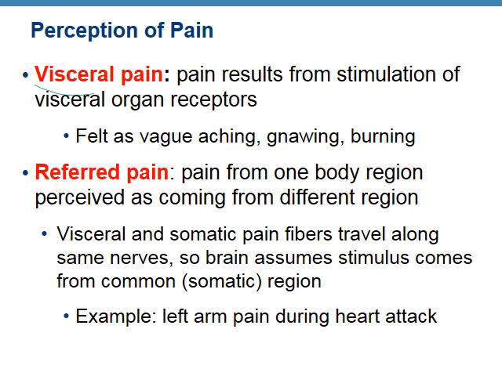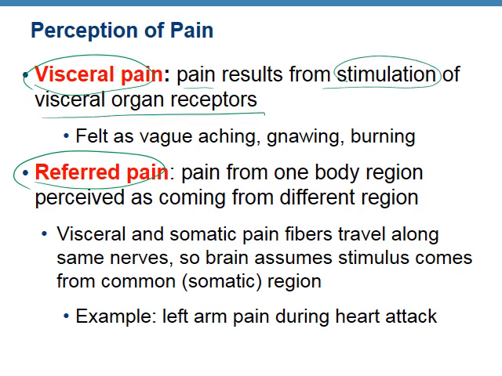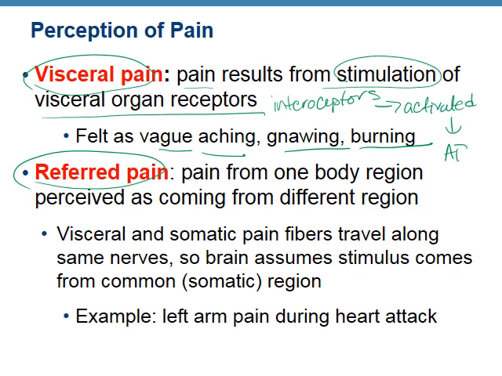This is an interesting phenomenon, referred pain and visceral pain. Visceral pain is pain that results from the stimulation of visceral organ receptors. So these would be internal, right? Enteroceptors. You might have a vague aching or gnawing or burning. An internal receptor is activated, and we're causing the neuron to fire and send a message to the brain. But overall, we don't know exactly where it's coming from. Exact source, not always clear.